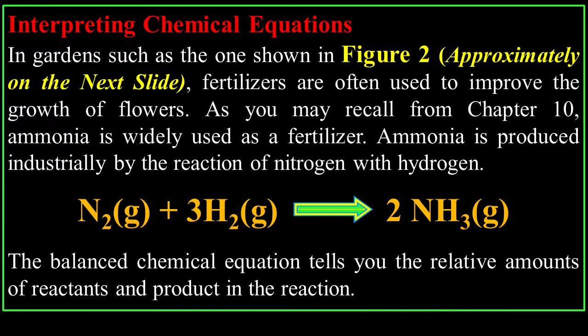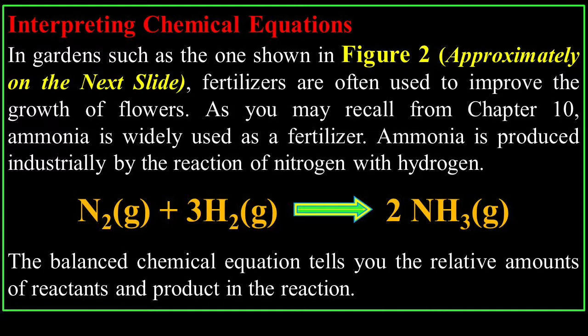In gardens, such as the one shown in Figure 2, approximately on the next slide, fertilizers are often used to improve the growth of flowers. As you may recall from Chapter 10, ammonia is widely used as a fertilizer. Ammonia is produced industrially by the reaction of nitrogen with hydrogen. N2 plus 3H2 yields 2NH3. Don't forget that hydrogen is a gas, nitrogen is a gas, and ammonia is a gas.